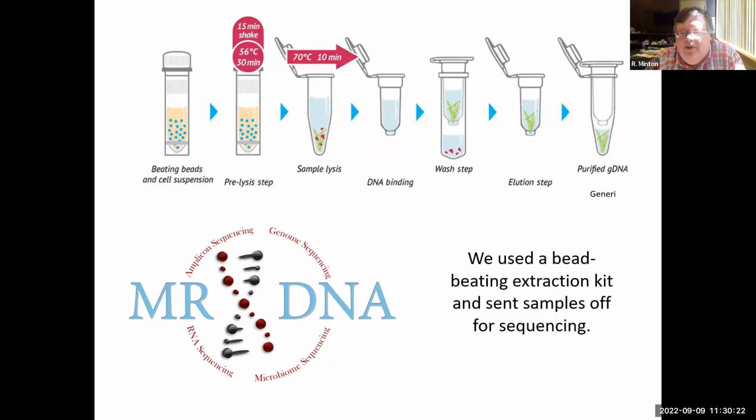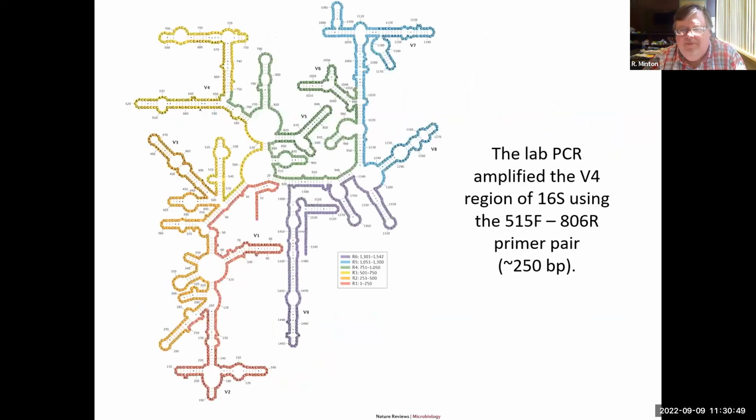So you just dump the tissue sample into the bead tube, strap it on a vortexer that grinds, mechanically breaks down the tissues as well as the bacterial cells. And then just a simple column extraction to get the DNA out, and then sent it off to our favorite molecular biology lab for sequencing.